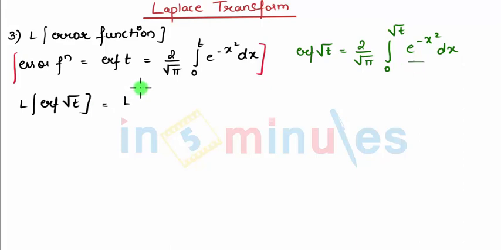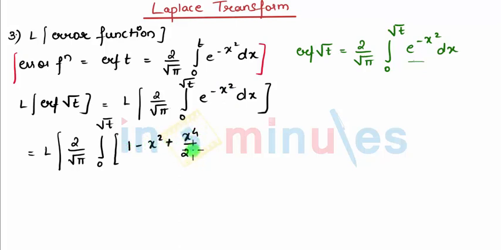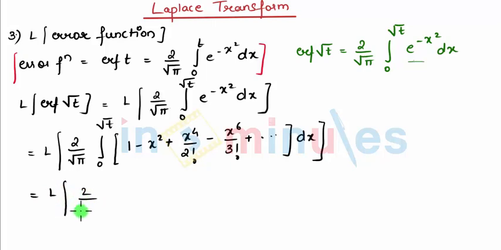So I say Laplace of 2 upon root pi, integral from 0 to root t of e raised to minus x square dx. That comes as Laplace of 2 upon root pi times the integration from 0 to root t. The series of e raised to minus x square can be expanded as 1 minus x square plus x raised to 4 upon 2 factorial minus x raised to 6 upon 3 factorial plus and so on, which we need to integrate with dx.